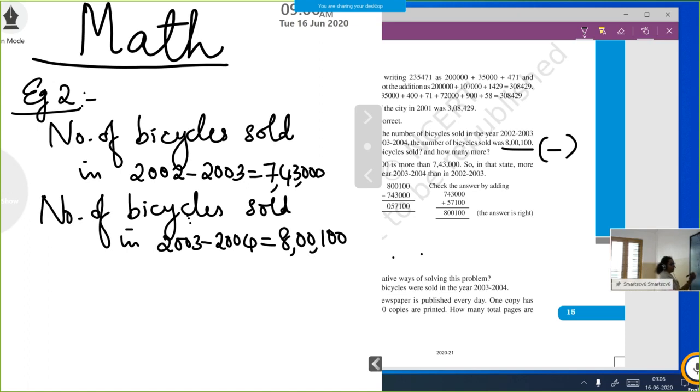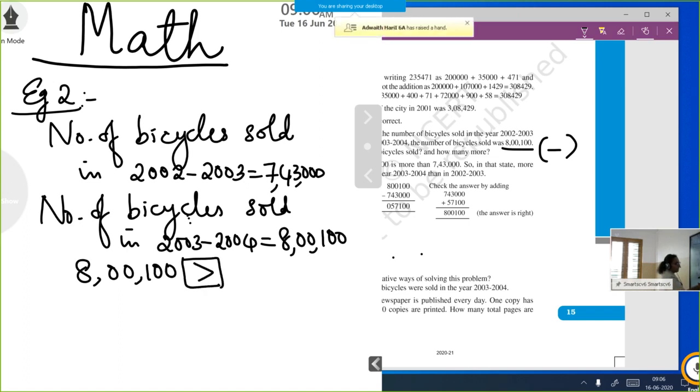So we have to compare that. We will write 8,100,000 is greater than 7,43,000. That means in the year 2003-2004, they sold more number of bicycles than 2002-2003. Okay? So we know that 8,100,000 is bigger than 7,43,000. Then first part of the question is over. So which year they sold more bicycles means that is in the year of 2003-2004.